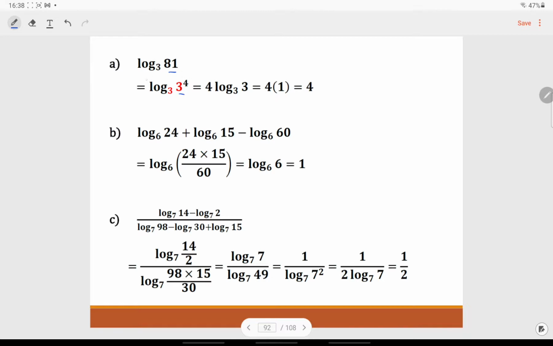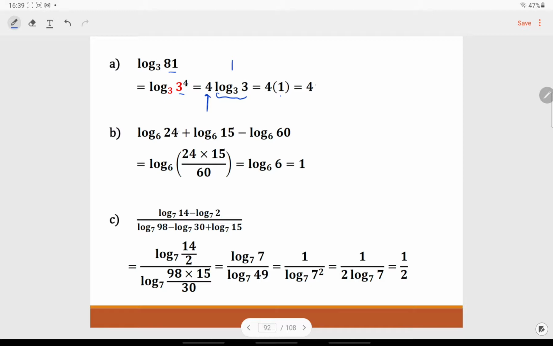So we can put 4 in front like this. We have 4 times log 3 base 3. This one can be converted to 1, that is equal to 1. So the final answer is 4 times 1.